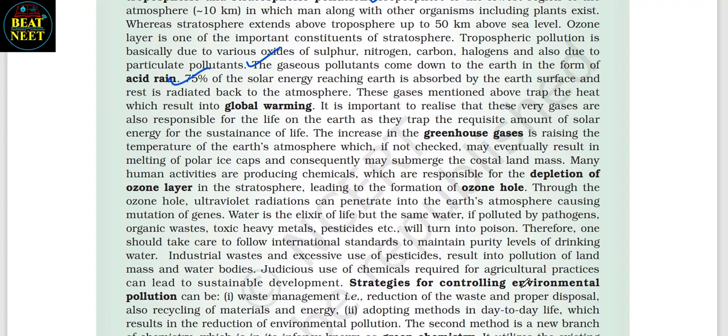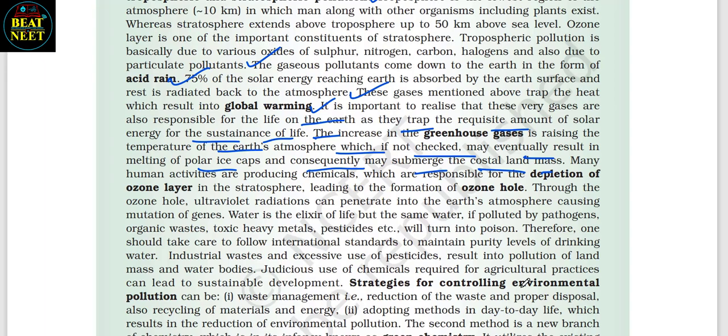75% of the solar energy reaching earth is absorbed by the earth's surface and the rest is radiated back to the atmosphere. These gases mentioned above trap the heat which results in global warming. It is important to realize that these very gases are also responsible for life on the earth as they trap the requisite amount of solar energy for the sustenance of life. The increase in the greenhouse gases is raising the temperature of the Earth's atmosphere, which, if not checked, may eventually result in melting of polar ice caps and consequently may submerge the coastal landmass.